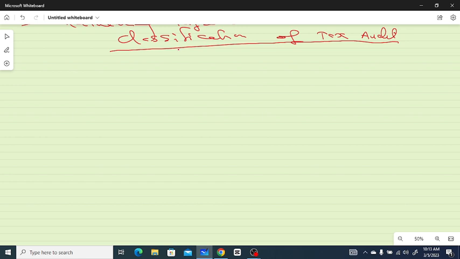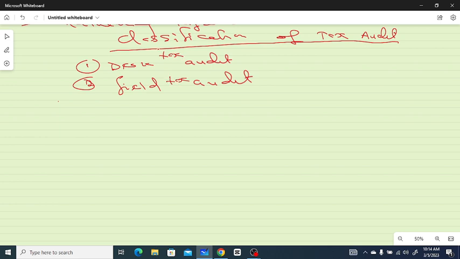Basically, there are 2 types of tax audit. One we call desk tax audit, and the other one is field audit. Desk tax audit and field tax audit. These are the 2 types of tax audits we have.